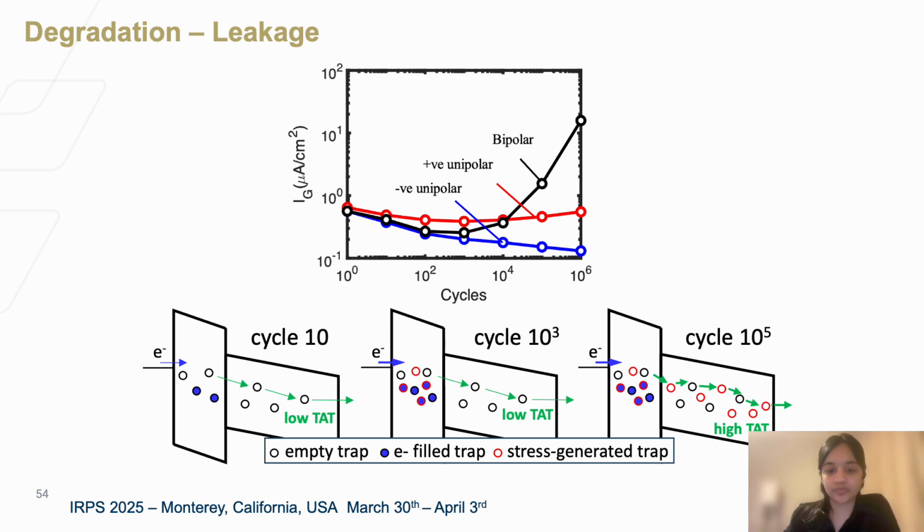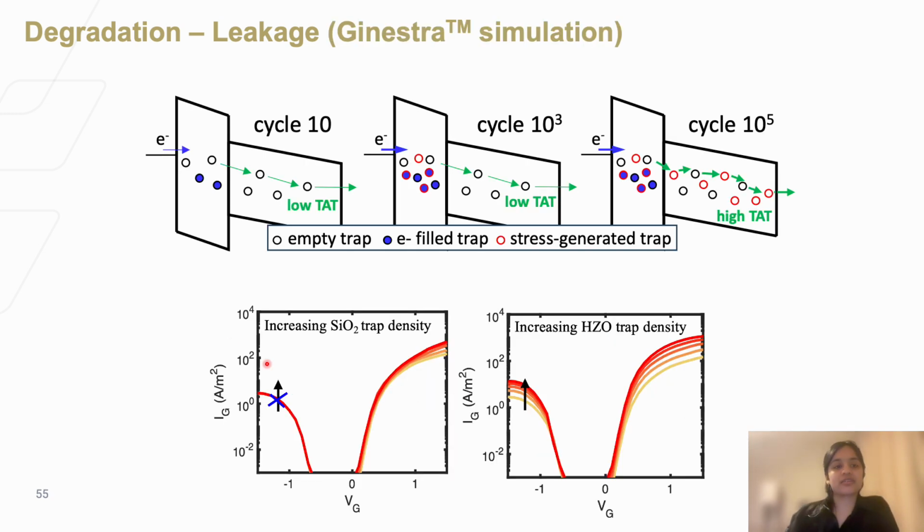To further confirm this effect, we performed simulations to increase the traps in the SiO2 layer and increase the traps in the HZO layer independently. So we see that when we increase the silicon dioxide traps, the leakage does not increase. But when we increase the HZO traps, the leakage begins to increase, confirming that the effect that we see, that is until memory window closure, there being no significant increase in the leakage, is primarily due to the traps being generated being localized to the IL layer and not contributing to the leakage.